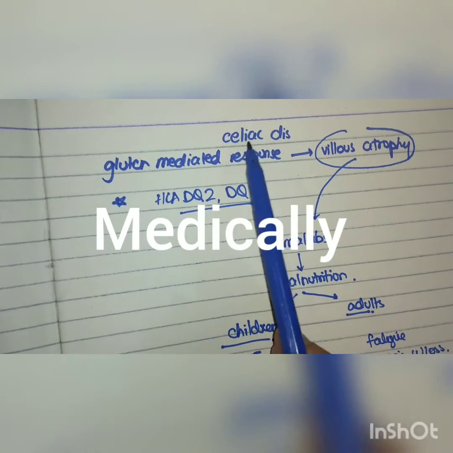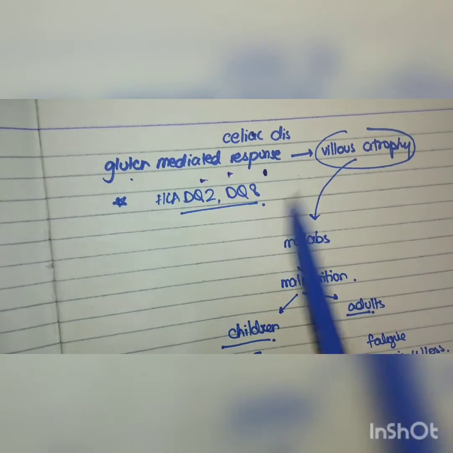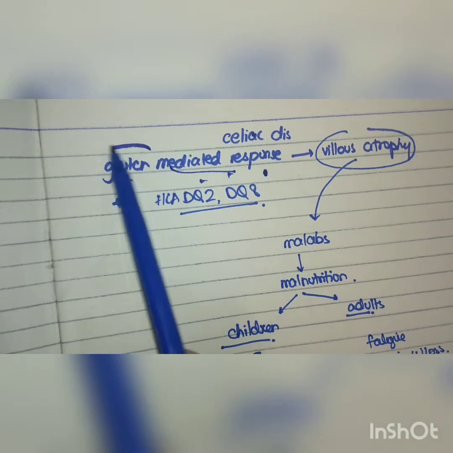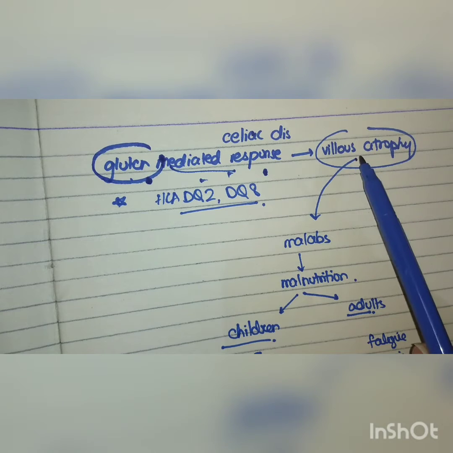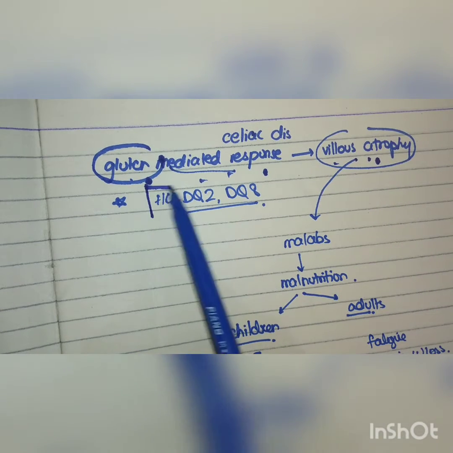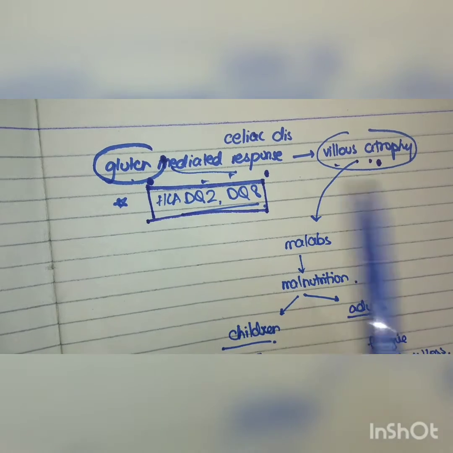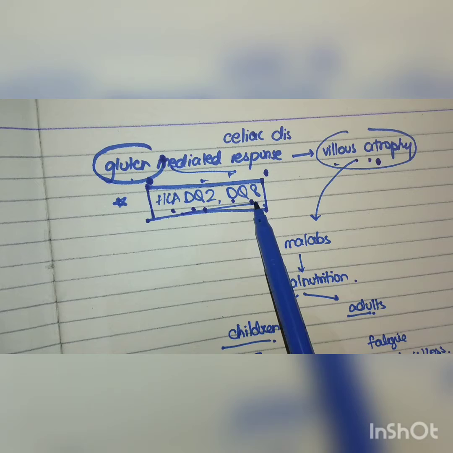We know that this is an autoimmune disease in which there's going to be a gluten mediated response, an autoimmune response against gluten, which has gliadin protein, and it's going to cause villus atrophy. And the genetic component, there's going to be HLA DQ2 and DQ8 involvement.